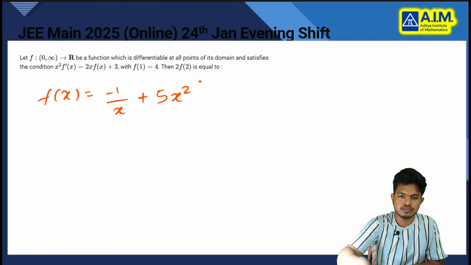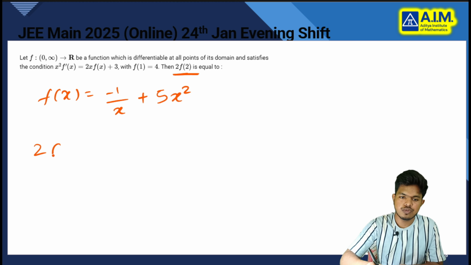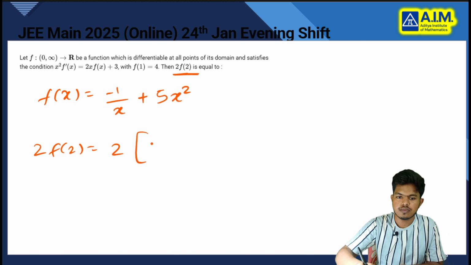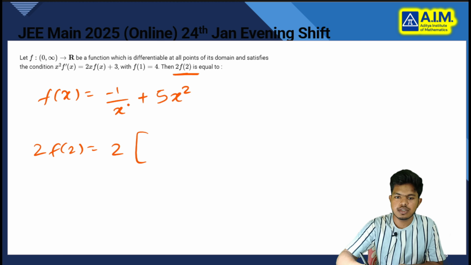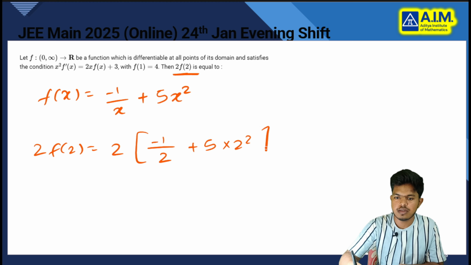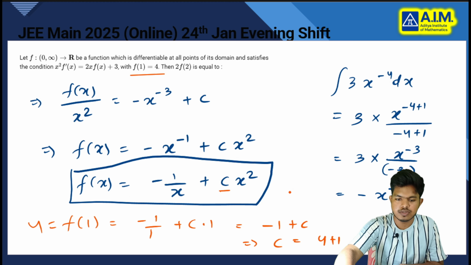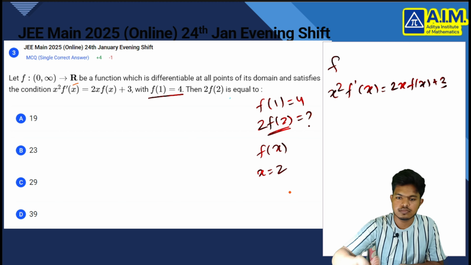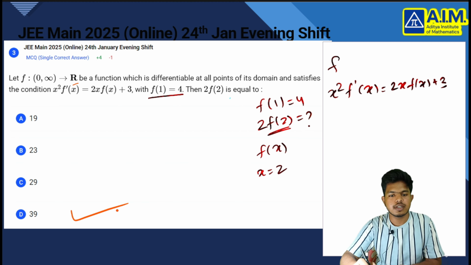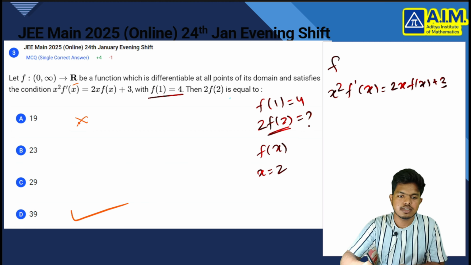Now they are asking 2 f of 2. So 2 f of 2 will be 2 into, putting the value 2 in place of x, minus 1 by 2 plus 5 into 2 square, which will be minus 1 plus 5 into 2 cube, which will be minus 1 plus 8 into 5, 40, which will be 39. So among our options, this one will be correct, and these three will be incorrect.